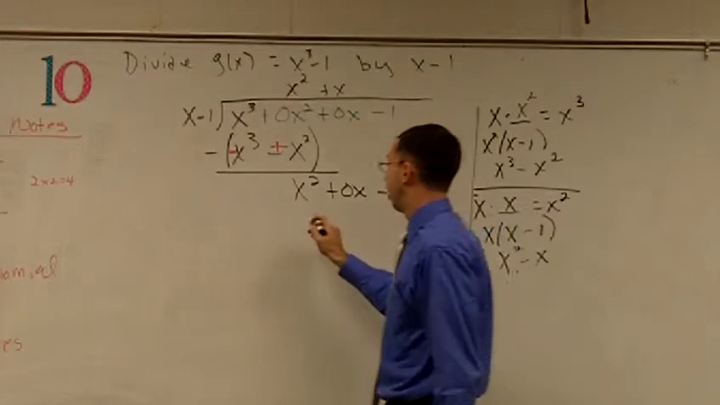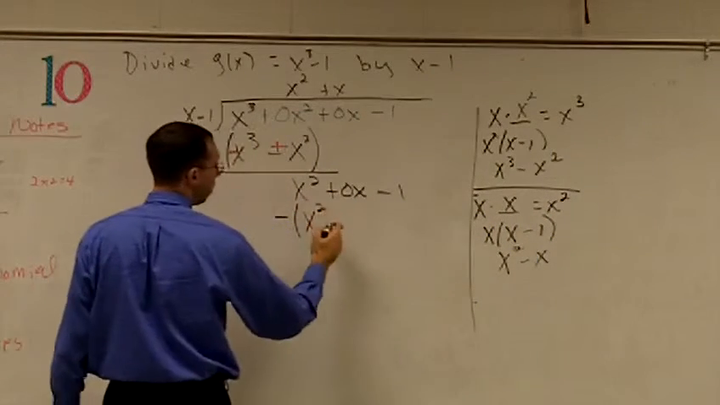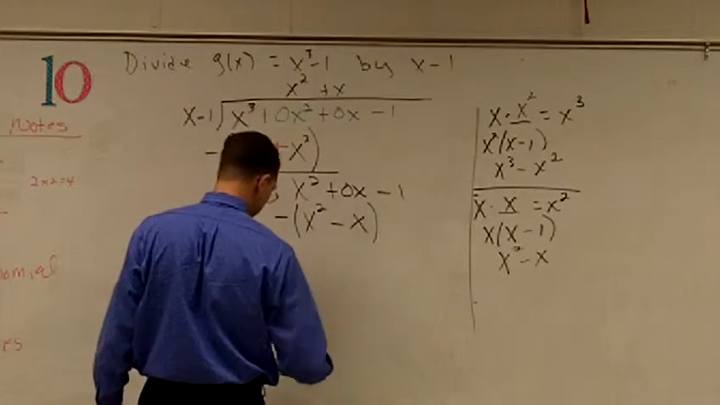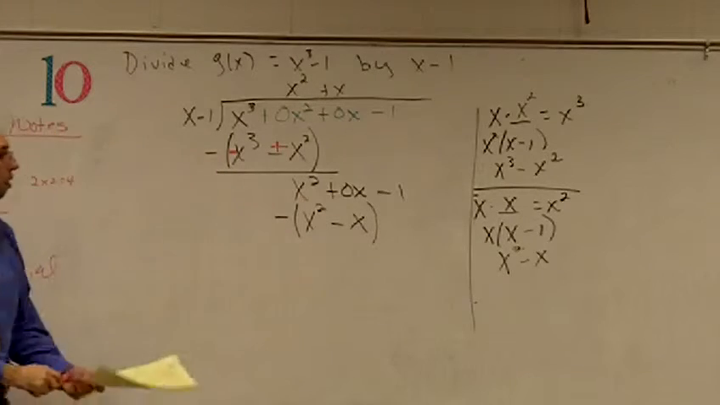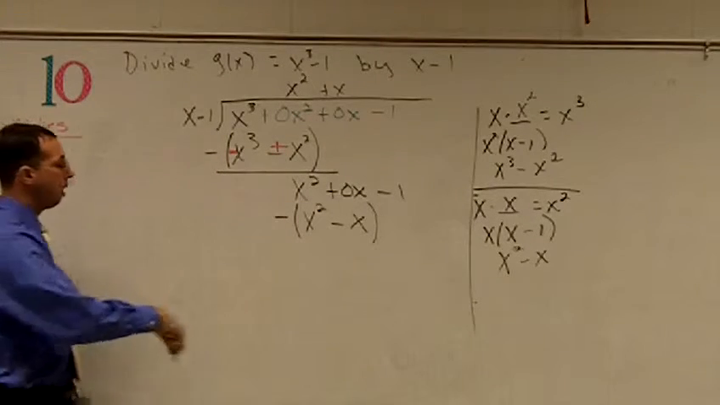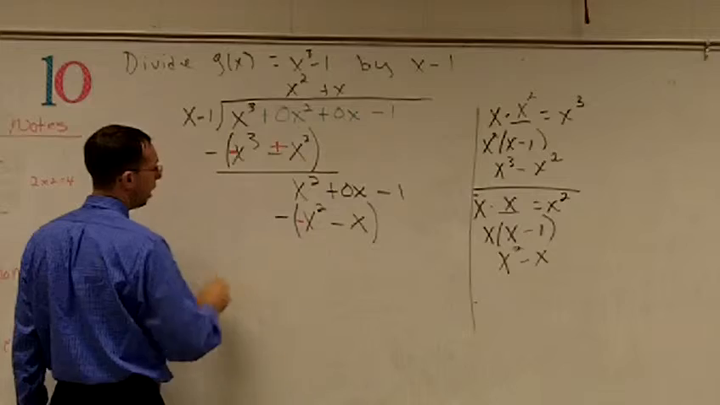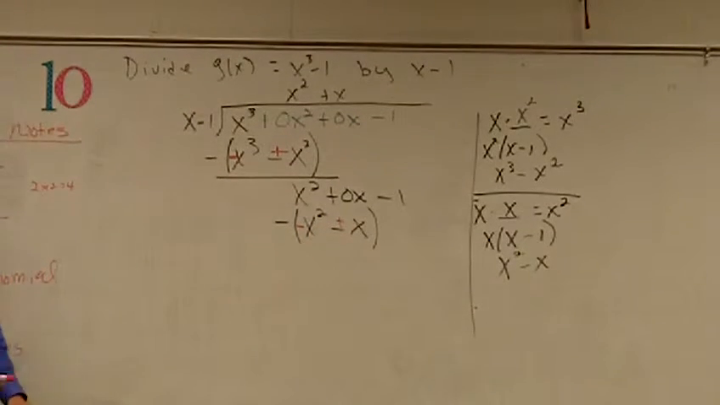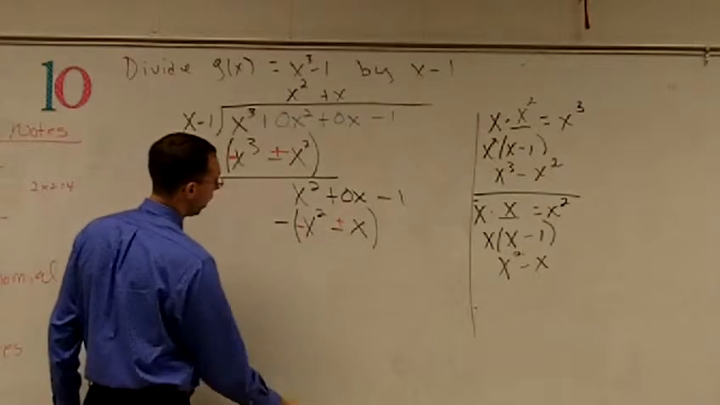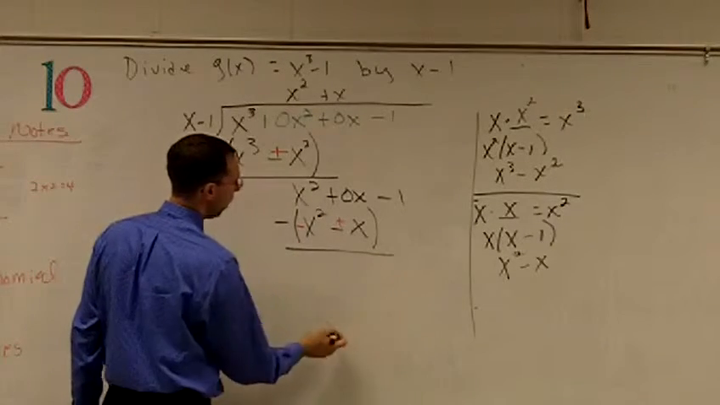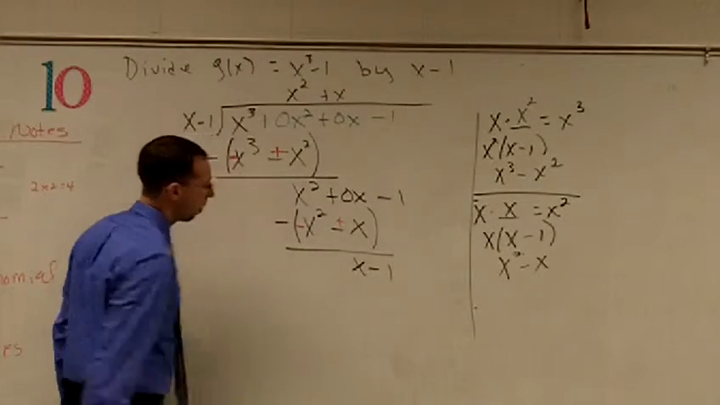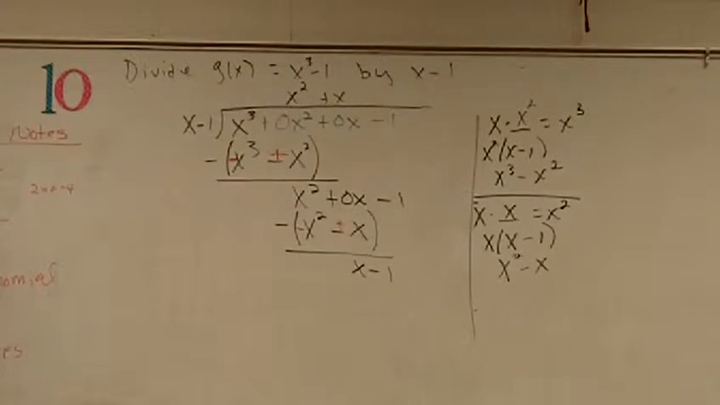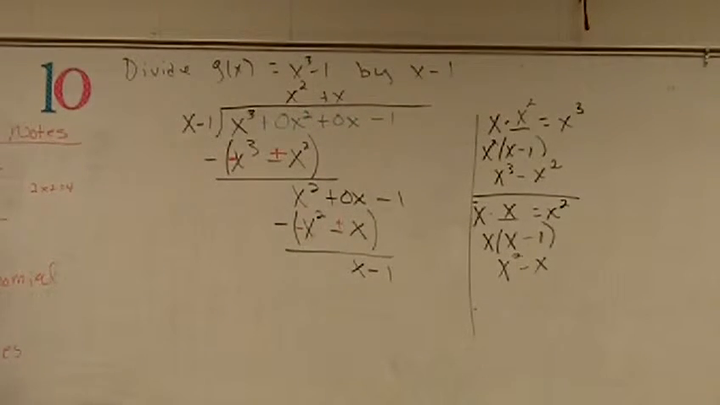And I'll subtract that off. So I'm subtracting x squared minus x. So now I'm going to put in my minus sign and a plus sign, because I distributed the negative. And we'll pick up with our subtraction. So subtracting off, I'm left with x minus 1. And then I start over again.